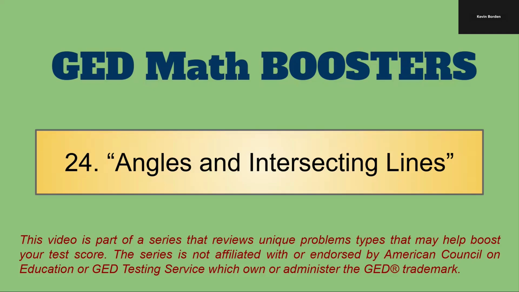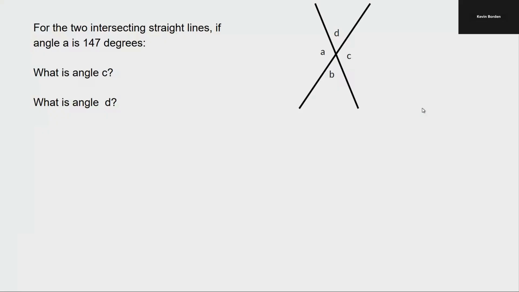The topic of today's video involves a problem with angles and intersecting lines. Let's take a look at our problem. For two intersecting straight lines, if angle A is 147 degrees, they want to know what angle C is as well as angle D. Before we get into the problem, I want to talk about the properties of two intersecting lines and the angles they create.